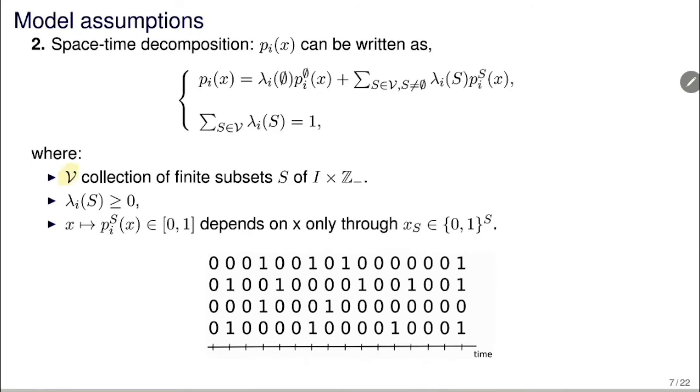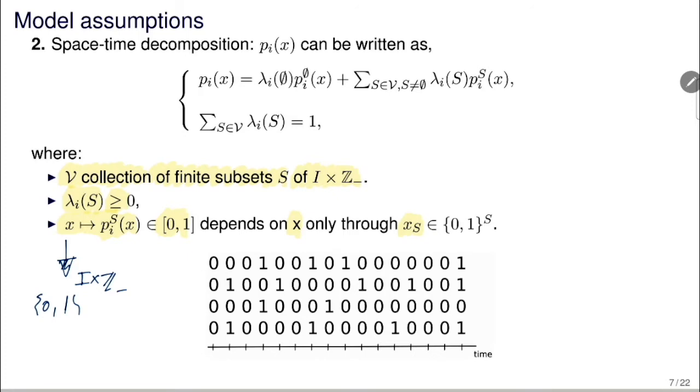So let V be a collection of finite subsets S of I times Z minus, and for each S and for each i I have a number lambda_i(S), which is larger or equal to 0. And for each i and S, we have a function p_{i,S} taking values in [0,1]. x here is a given path, so it's an element of {0,1}^{I times Z minus}, and this function p_{i,S}(x) is a function of x only through the configuration x sub S. So it depends on the past only through the coordinates restricted to the set S.